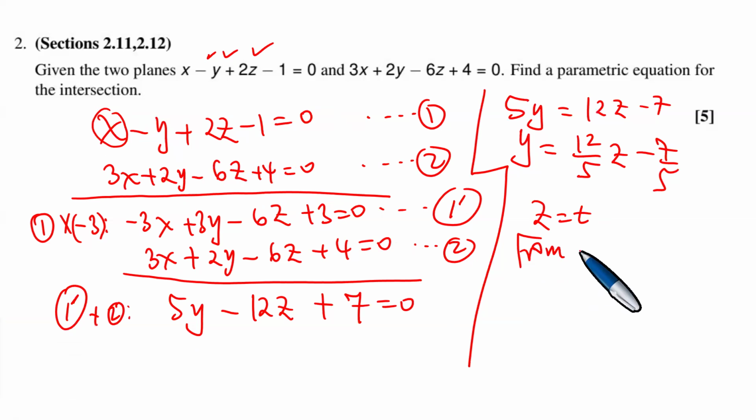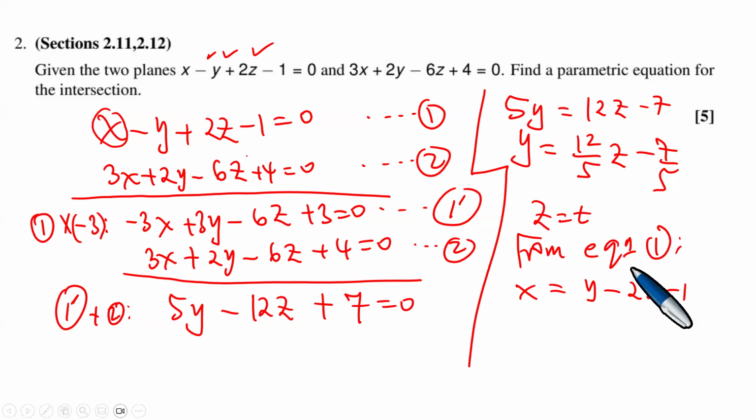So from equation 1, we have x equals y minus 2z minus 1. Okay, this is exactly y minus 2z minus 1. And now at this point, because you've already got the y and the z, we can get the x by using the y. So I'm just showing that we get the same answers here.